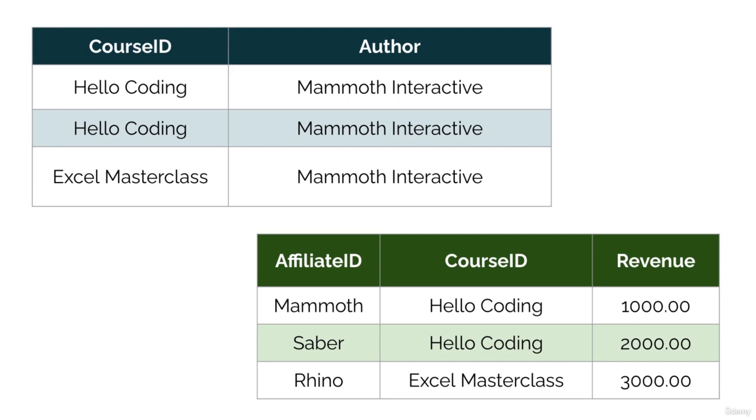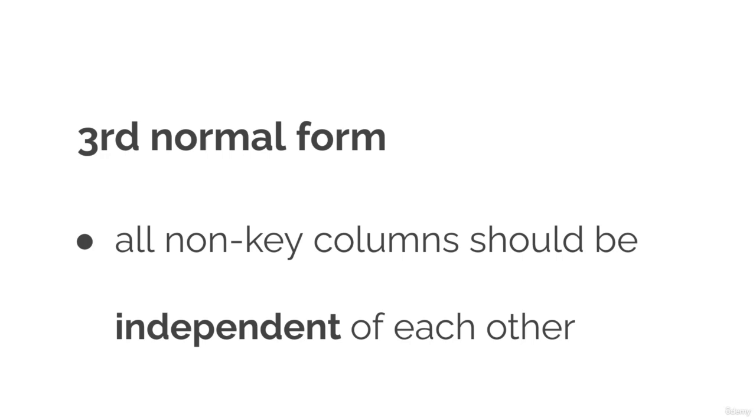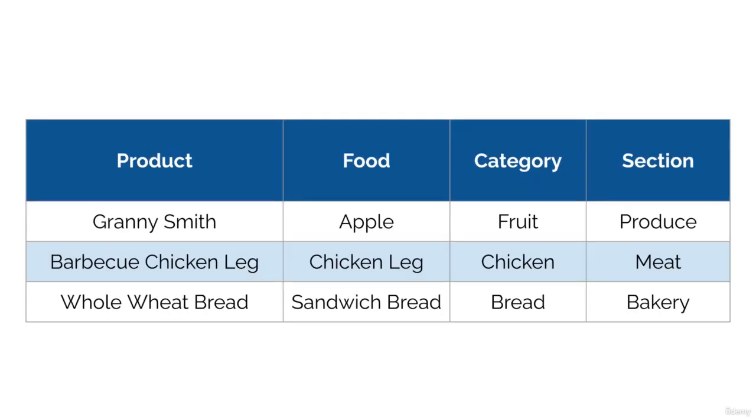So you would cross-reference a table. You have your affiliates table, but if you wanted to find the course instructor, you would just cross-reference the courses table, and you'd be able to find the author based on the course ID. So that is an example of a relational database where you can cross-reference a table. Let's take a look at the third normal form. All non-key columns should be independent of each other.